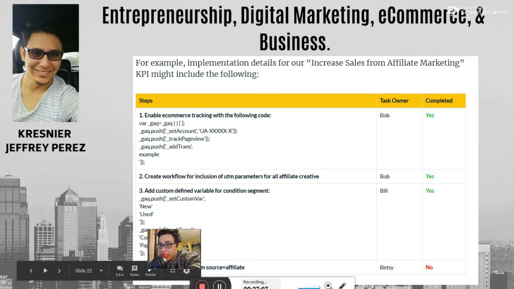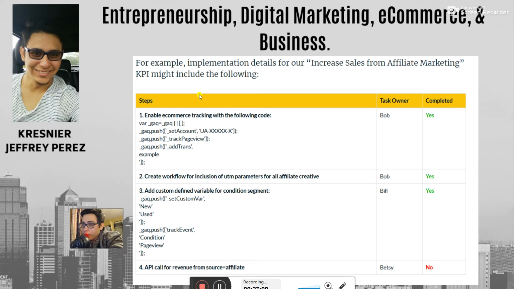So here is just an example of how you would be tracking this specific KPI for an e-commerce website. So you can see it says create workflow for inclusion of UTM parameters for affiliate creative. So that's referring to the Google Tag Manager. And you can see the goal here is to increase sales from affiliate marketing. So this is the code that you would need to implement on your e-commerce website.